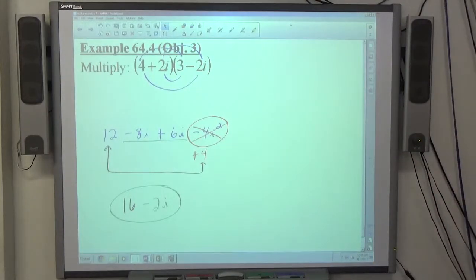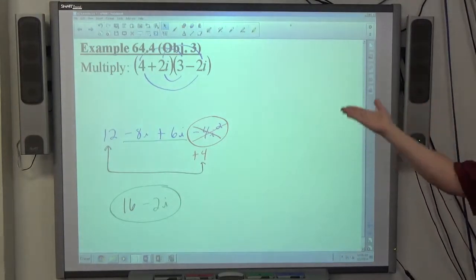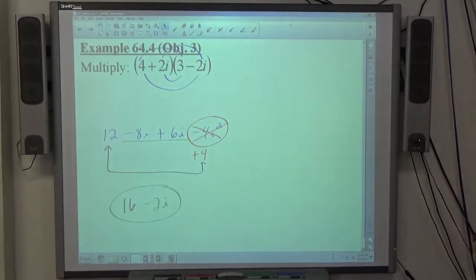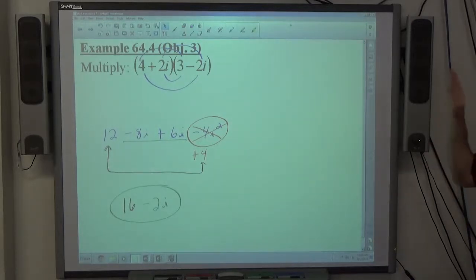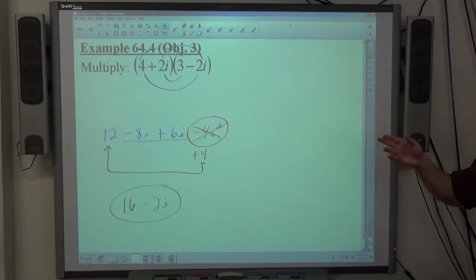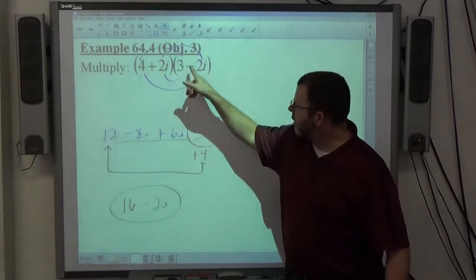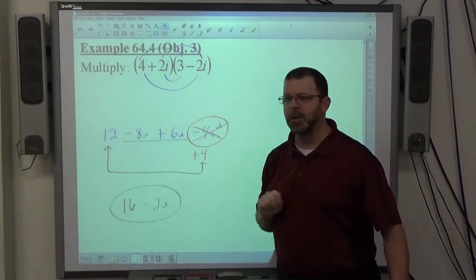And again, if you get integers only, you should expect binomial times binomial to make a binomial every time. If radicals start showing up in there, you might get multiple terms because you can't add the radical objects together. But as long as they're just whole numbers and integers, you should expect complex times complex binomials to make a complex binomial.